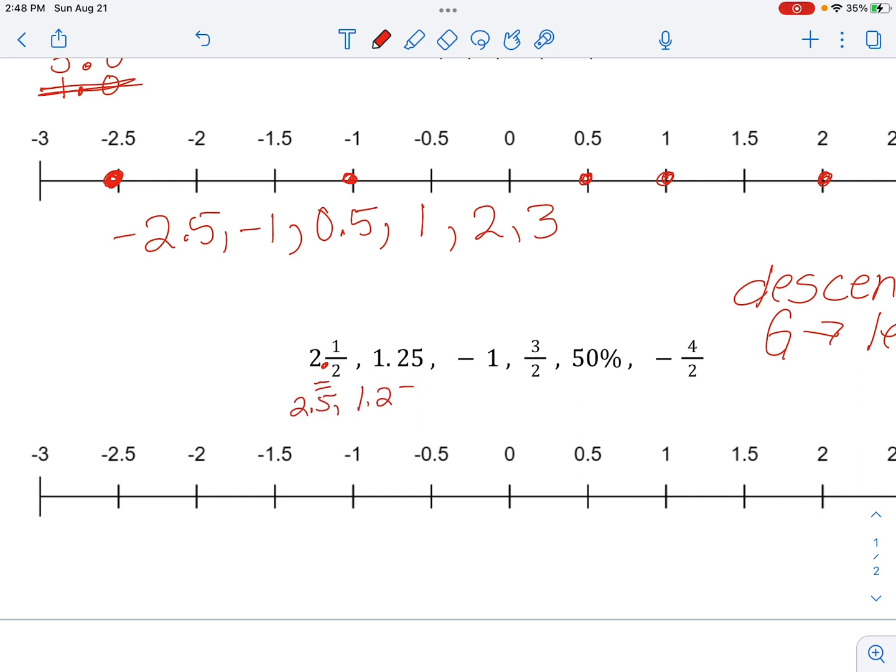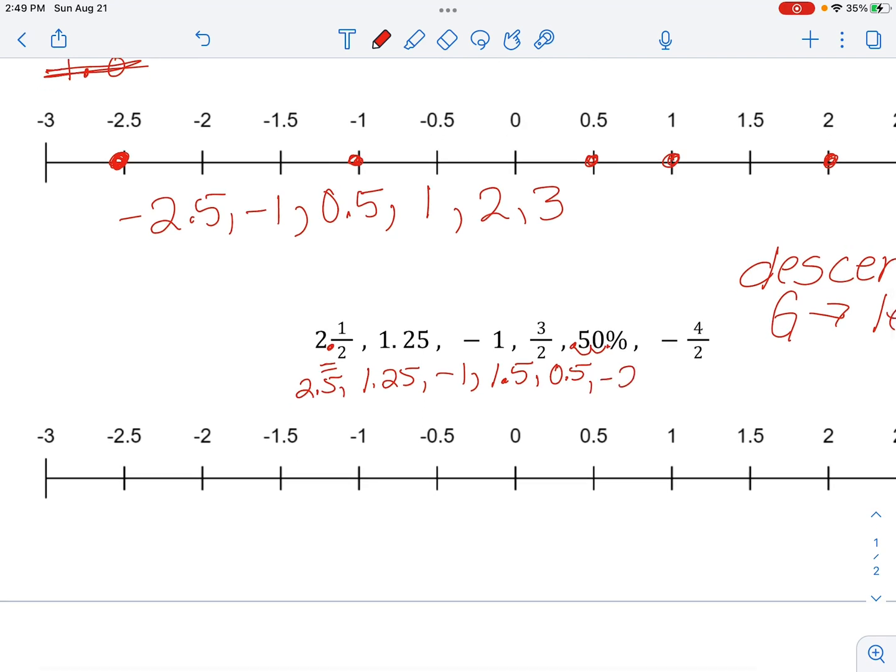We have 1 and 25/100ths, negative 1. Oh, we have 3 halves. So 3 halves would be the same thing as 1.5. Then we have 50%, which we changed to a decimal just a minute ago, so 2 places to the left. We get 5/10. And then negative 4 divided by 2 is negative 2. Okay, so here we go.